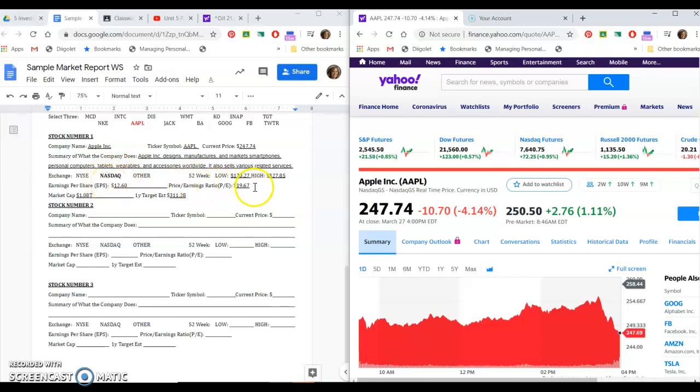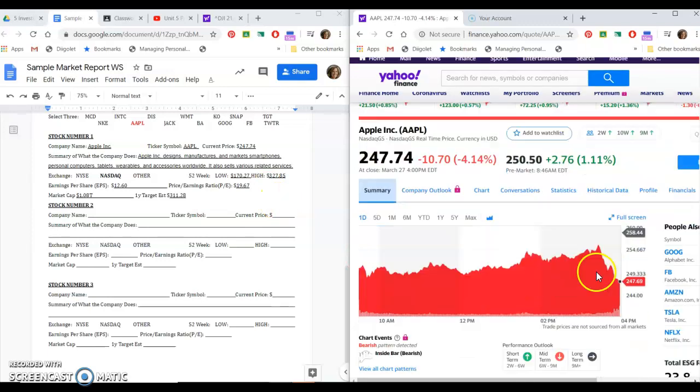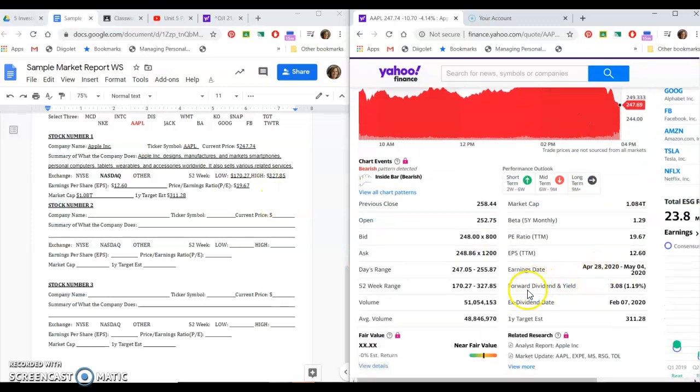The next thing we want to take a look at is how has the stock's value or its stock's price changed in the last 52 weeks, the last year that the stock is traded. So you can see that down here on the summary page below. You're going to see right over here the 52-week range. $170.27 has been its lowest price within the last year, and $327.85 has been its highest price that somebody has purchased the stock at within the last year. So you can see there's quite a difference between what its current price is, $247, and what its lowest and its highest been.